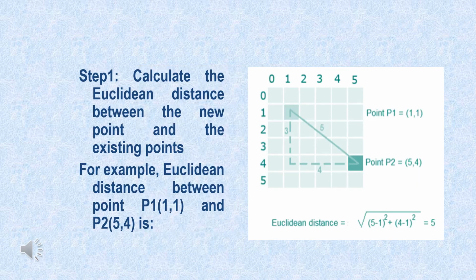The first step is to calculate the equivalent distance between the new point and the existing points. For example, the equivalent distance between the point P1 and P2. P1 has the value (1, 1) and P2 has the value (5, 4), as shown by our diagram on the slide. The final output after calculating the equivalent distance is 5. The result shows 5 and the solution is mentioned on the slide.